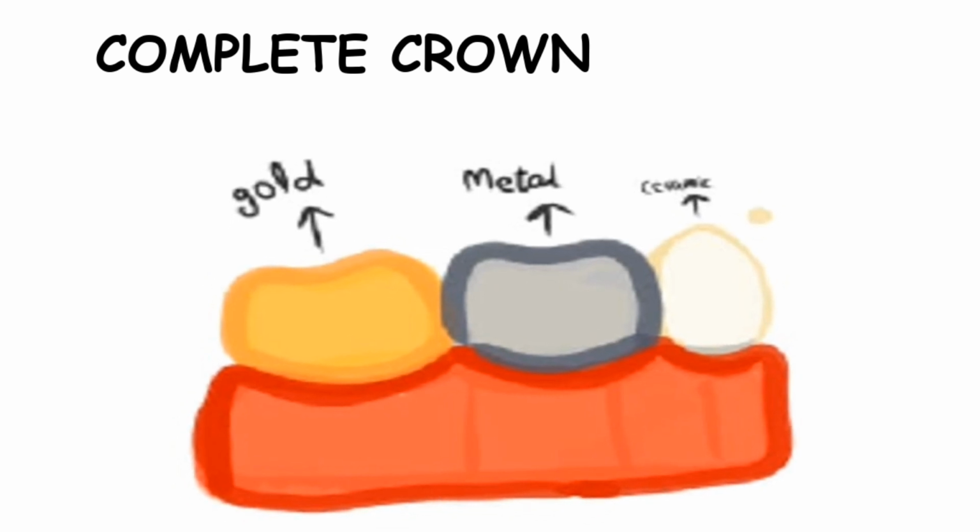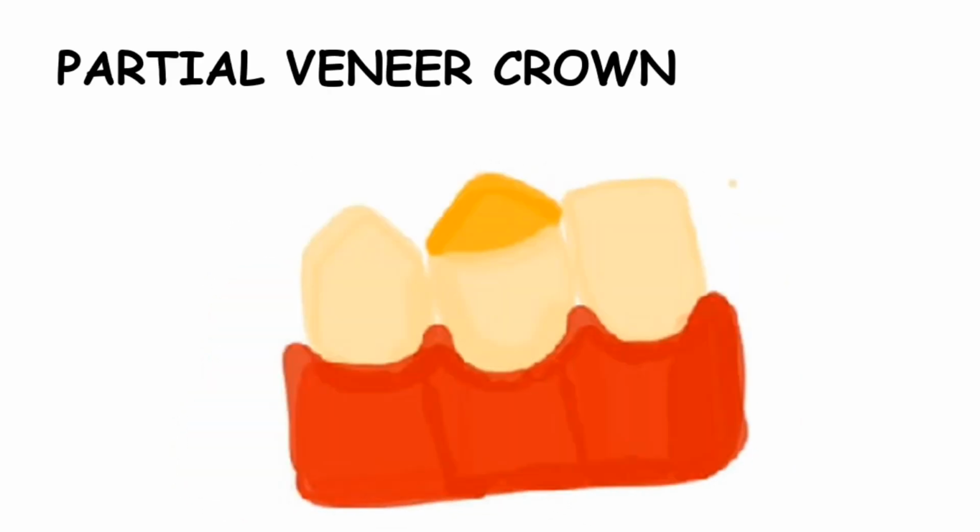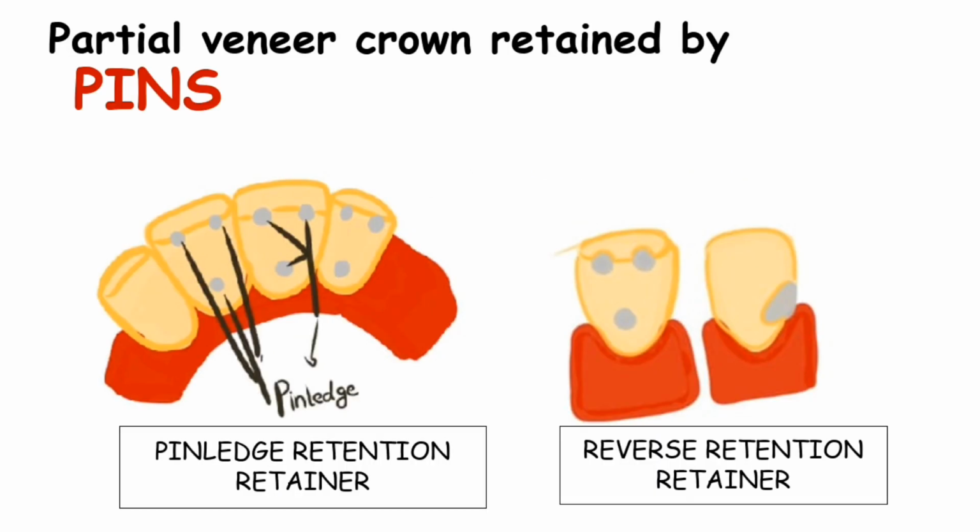So, let's move on to the partial veneer crown. A partial veneer crown covers only a part of the crown. It is different from the full veneer crown, because the full veneer crown covers the crown entirely. That is the difference between partial and complete veneer crowns. Now we will talk about the classification of partial veneer crowns one by one.